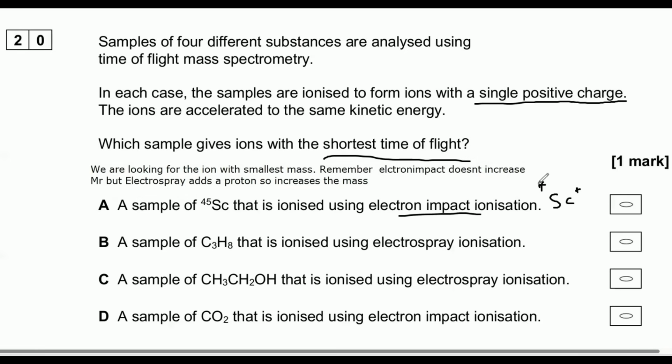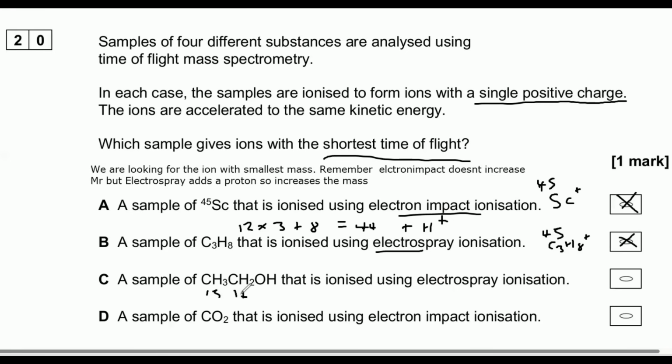Okay, so what have we got here? We've got SC45, so that's going to be SC45 plus because it's electron impact. Then we've got B, which is propane. Propane has an MR of 44, but it's electrospray, so it's going to have a hydrogen ion, a positive proton, added. So it's also going to be 45. I now know it's neither of these because they're the same, so they can't be the answer.